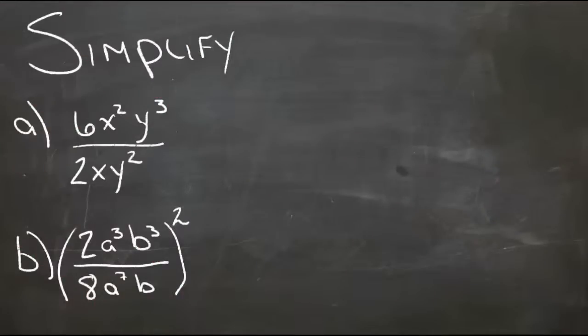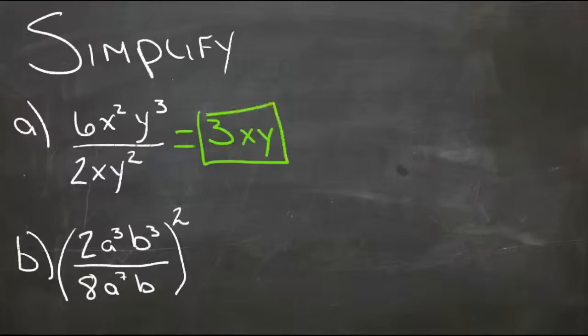And now in example C, we're using more variables, and we have multiple terms on top and on bottom, so we'll just deal with them individually. First, we have 6 divided by 2, that gives us 3. And then we have x to the 2nd divided by x to the 1st, so we subtract 2 minus 1 is 1, so we have x to the 1st. And then y to the 3rd divided by y to the 2nd is also y to the 1st. So this reduces to just 3xy.